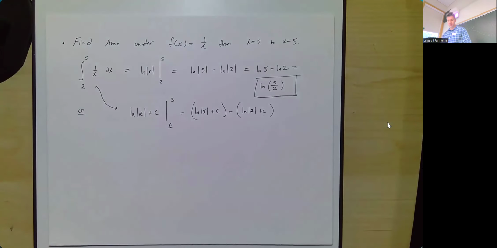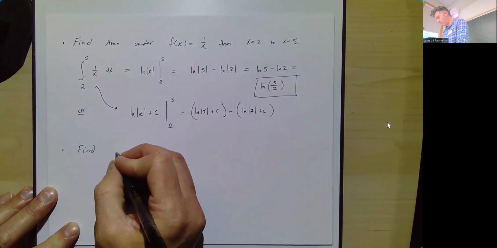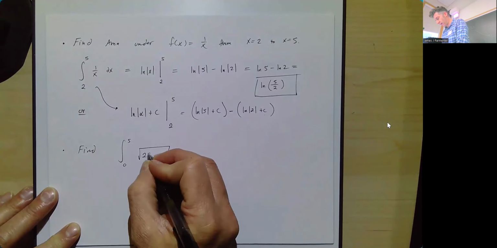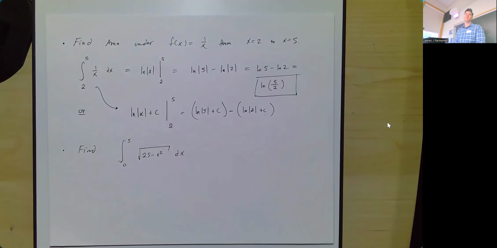Do I have time for one more? Let's do one more. So here's one. Yeah, we'll do this one. Find the integral from 0 to 5 of the square root of 25 minus x squared. Someone's going to ask you a question like this, almost undoubtedly.